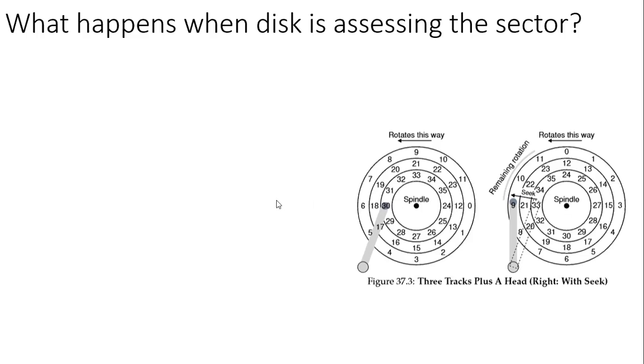In this way, this head is moving, right? So this is the arm. You can say this arm is moving like this, from inner to outer, outer to inner, right? So when it moves from the inner track to the outer track, we can say inner track to the outer track.